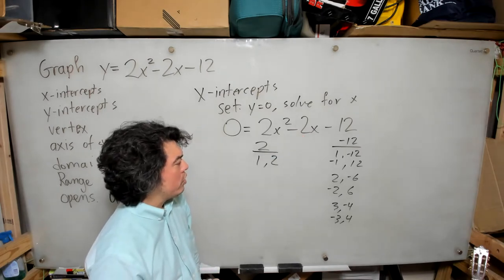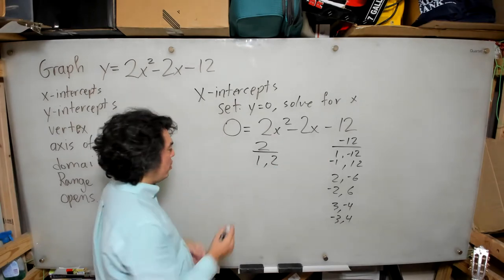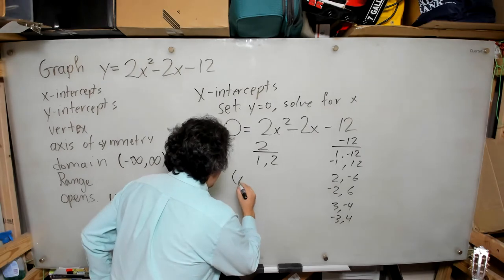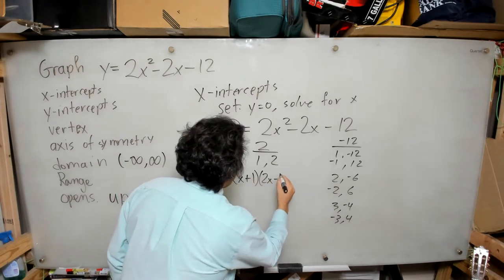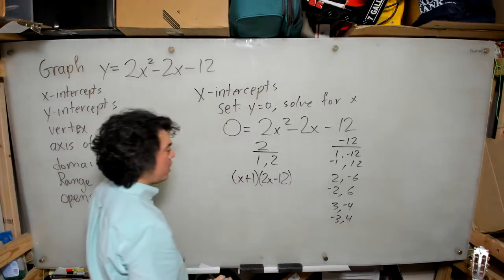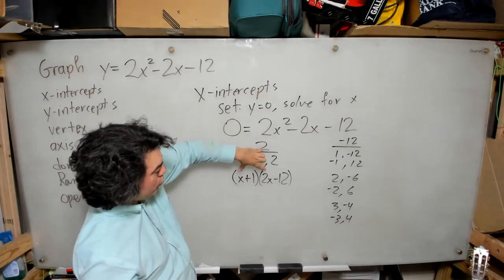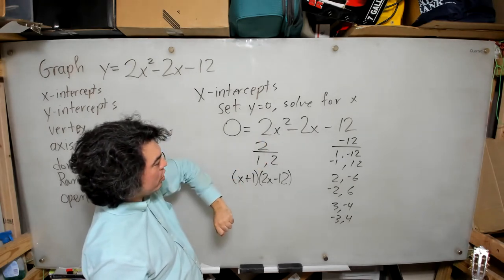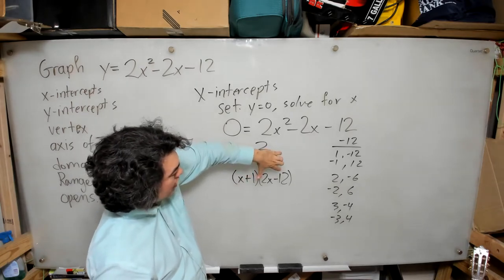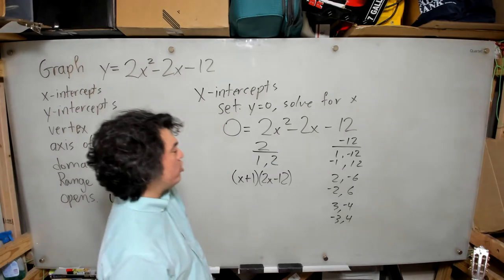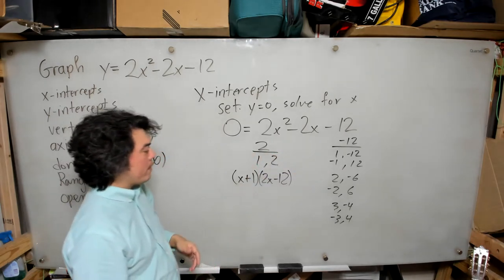So for example, let's say I try these numbers. Here, I could have x plus 1 times 2x minus 12. Now if I FOIL this out, first of all, I'll get 2x squared, which is exactly what we expect for the leading term. I'll get negative 12 because 1 times negative 12 is negative 12 as my constant term, so that's taken care of. And of course, you can see with this table, that's exactly the point, right?